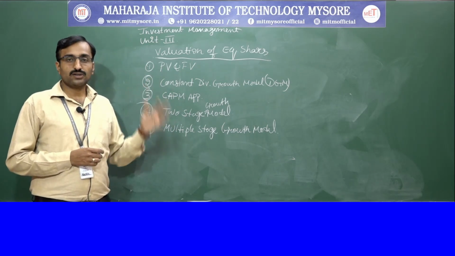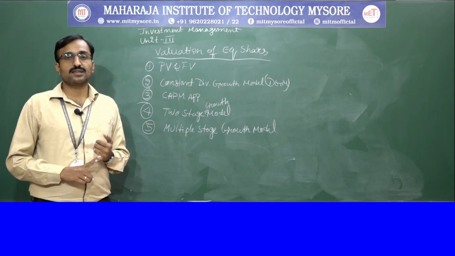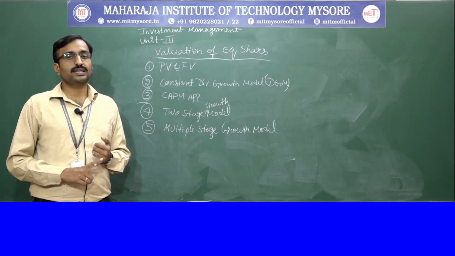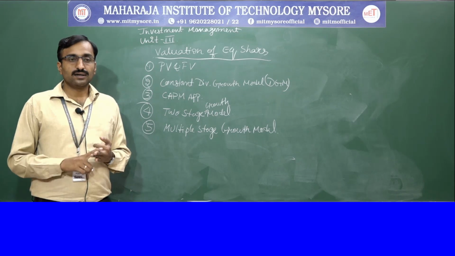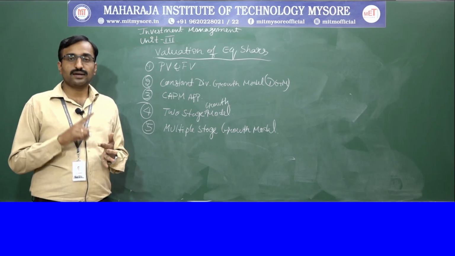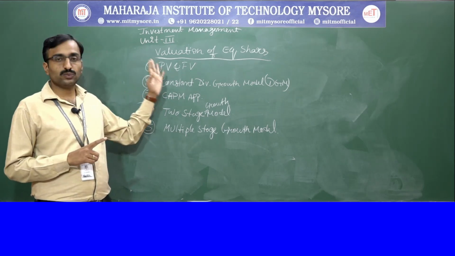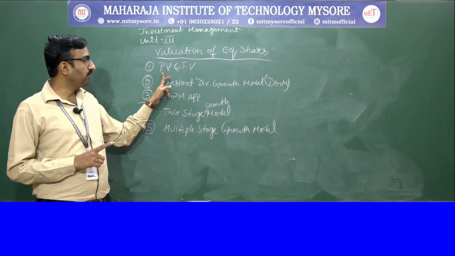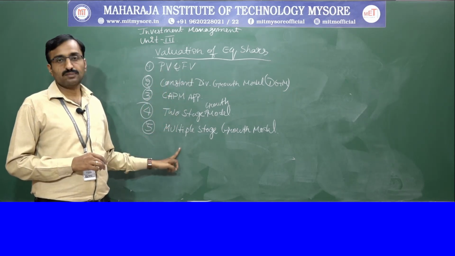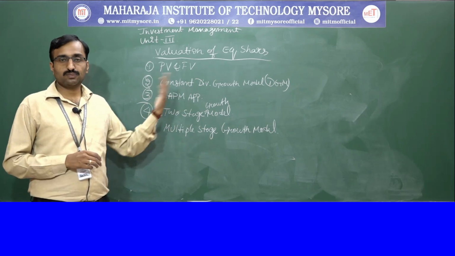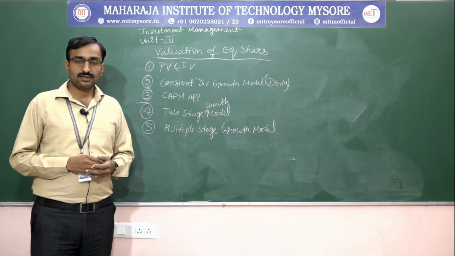I hope you understood today's session. In the current session we have discussed valuation of preference shares in terms of current yield, holding period return, yield to the call date, and expected required rate of return. In the equity shares we have understood the theory part about PV, FV, constant dividend growth model, CAPM, two-stage model and multiple stage model. The problems and solutions I will be continuing in the next class. Thank you so much.